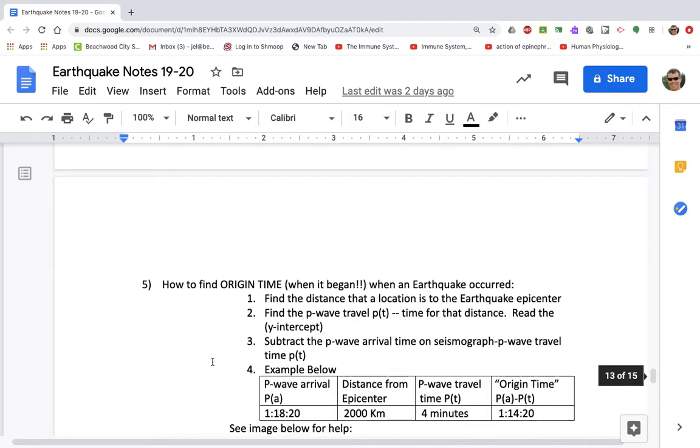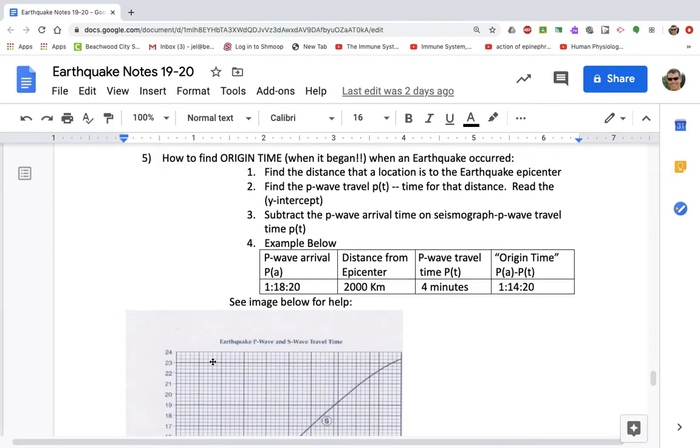Now, the next thing you're going to do is find origin time. Origin time is when the quake began, and that's kind of important too.